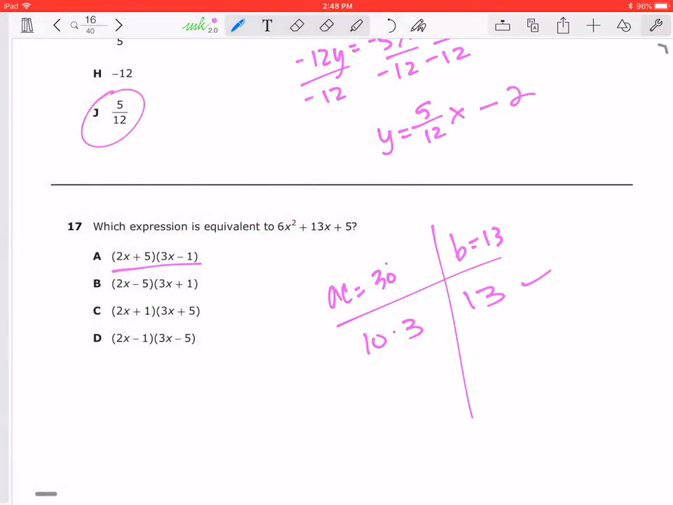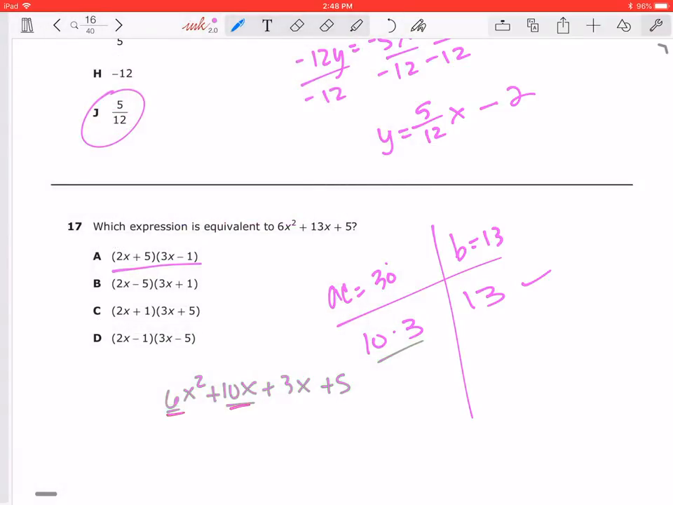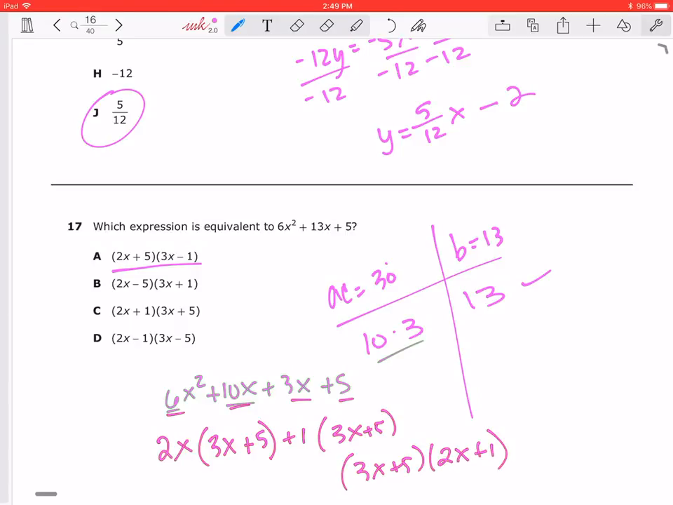So now I'm going to rewrite my formula using these two factors. So we're going to say 6x squared plus 10x plus 3x plus 5. Now I'm going to look at the first two terms. I can pull out a 2x, my apologies, and that will leave me with 3x plus 5. In the second two terms I can pull out nothing, so plus 1 times 3x plus 5. So now my common factor is 3x plus 5, times 2x plus 1. So that is our factor of choice C.